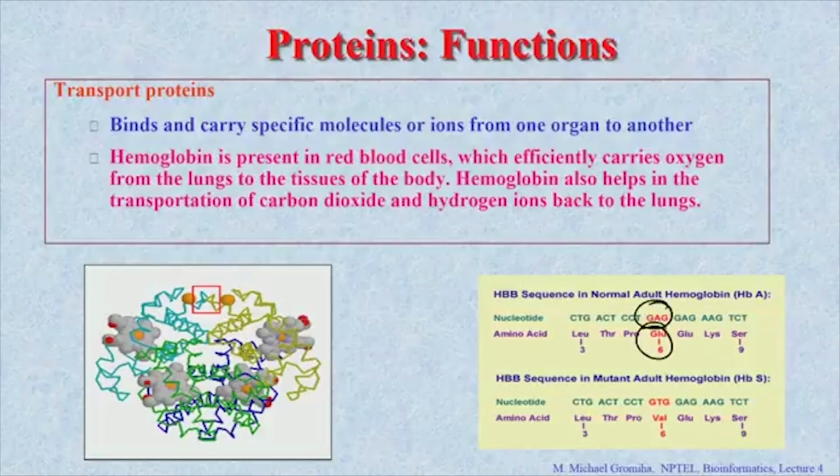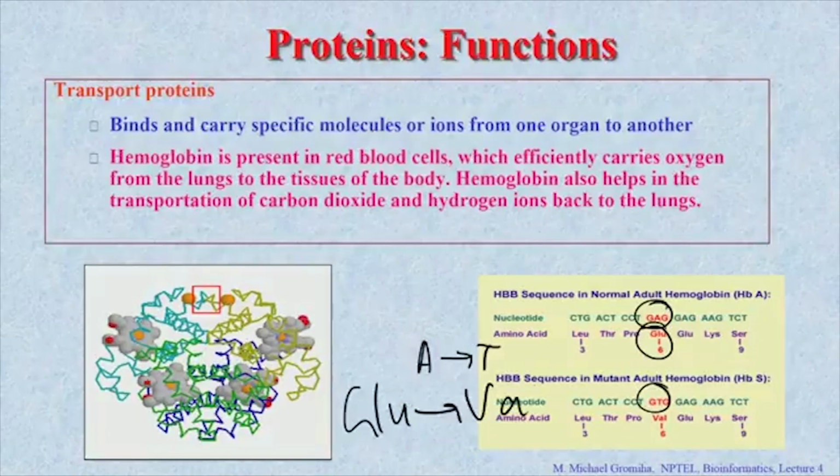For example, here if you see this GAG, right. GAG codes for glutamic acid, and if it is converted to GTG, so A is changed to T, then it changes glutamic acid to valine. Now, we just discussed different characteristic features. Which type of amino acid is glutamic acid? Negative charge, right. But valine? Hydrophobic, right.